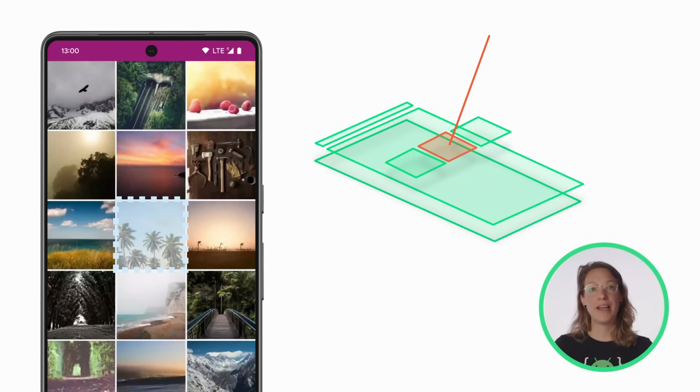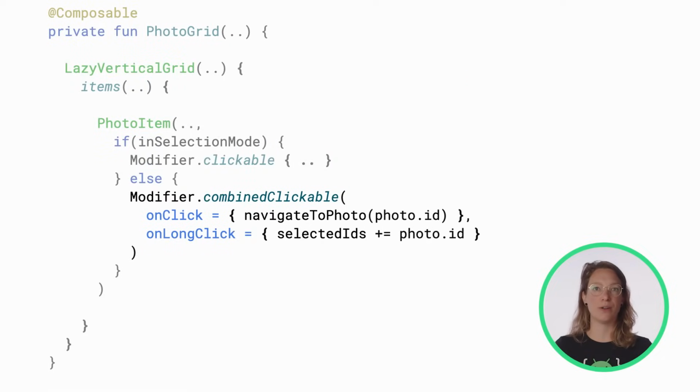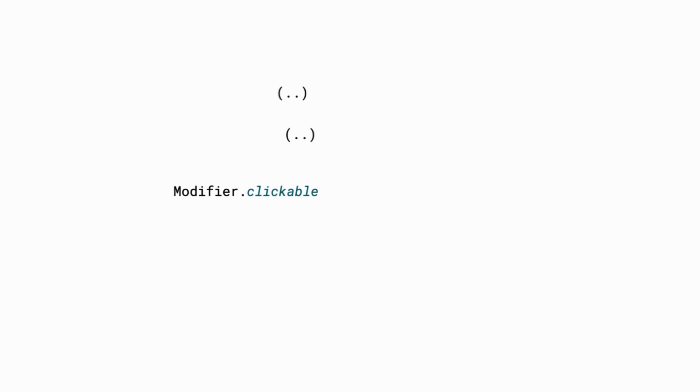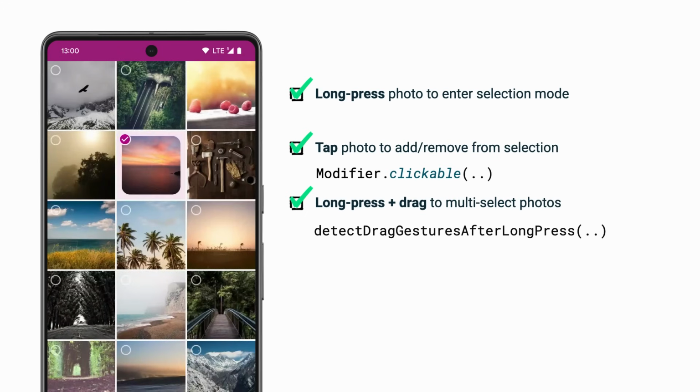Looking at the code, the on long click in our combined clickable is the culprit. It blocks the long press and drag of the grid. But actually, we don't really need this long click listener anymore. The long press and drag listener of the grid already adds our photo to the selection after a long press. So we can change the combined clickable to the original clickable modifier. Fixed! Now we can successfully long press to enter selection mode, tap to add or remove from selection, and long press and drag to add or remove multiple photos.